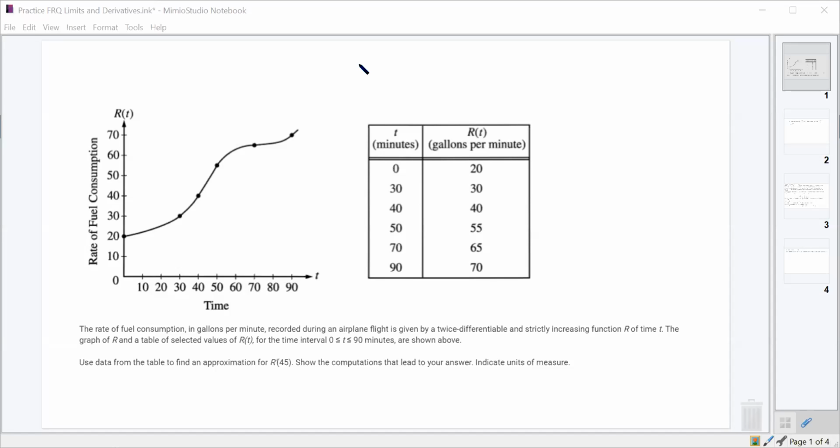All right, so we are looking for an approximation for R prime of 45. This is one of the College Board's favorite, very easy types of questions to ask. They're giving us a chart of values, and we want to estimate the instantaneous rate of change at 45, yet 45 is not on our chart, right? It's between 40 and 50. So if we're going to approximate the instantaneous rate of change, what do you think the best way to approximate an instantaneous rate of change is?